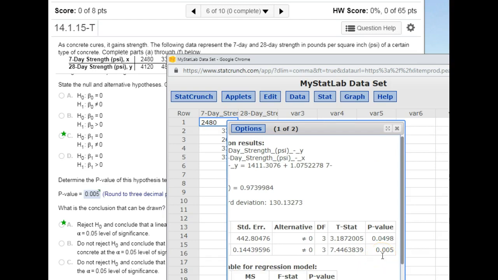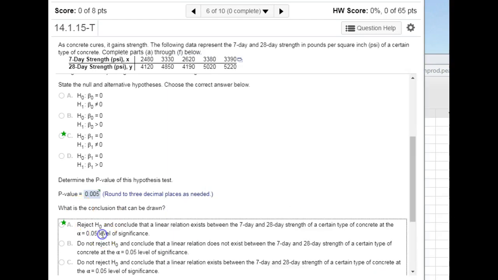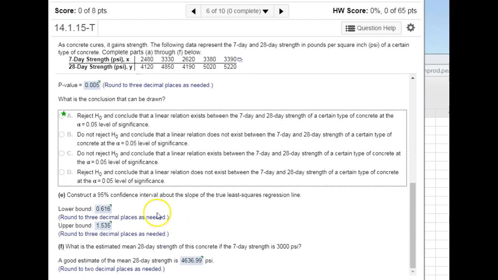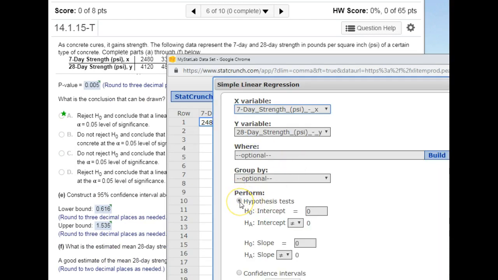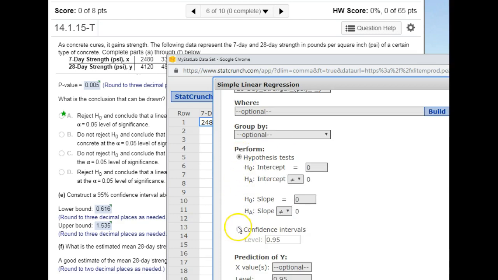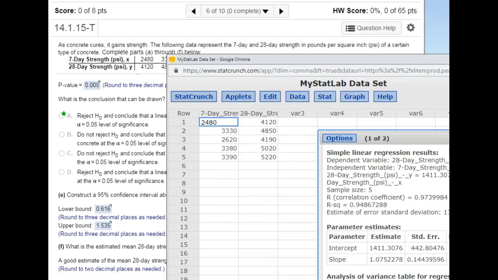And since that is less than our alpha, that means we will reject the null hypothesis, which makes us conclude the alternative is true, which corresponds to there being a linear relationship between our two variables. And so then to do the confidence interval, you come back here and instead of having hypothesis test checked, you go to confidence interval, make sure you have the right level of confidence, and hit compute.